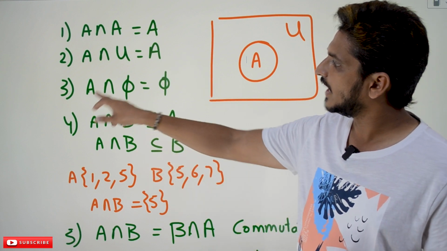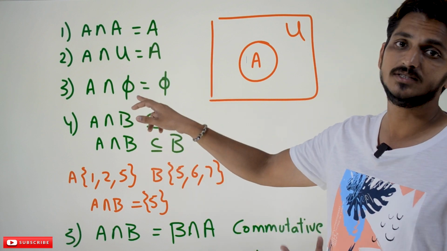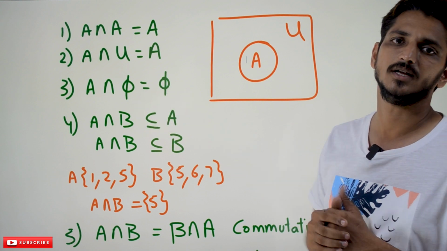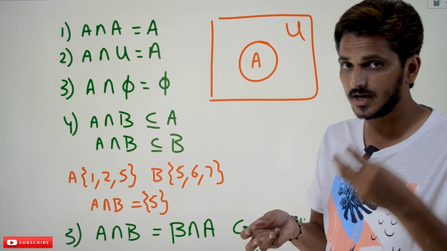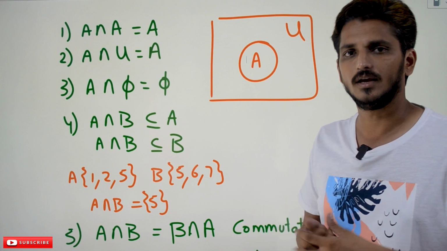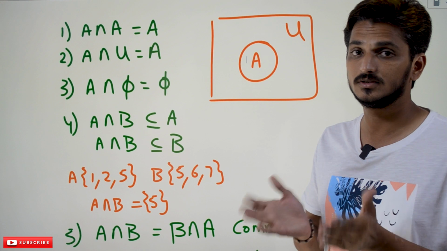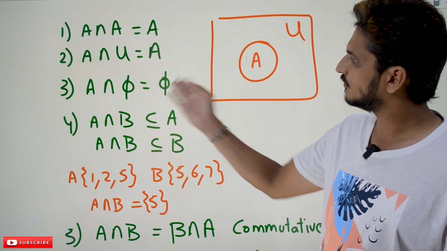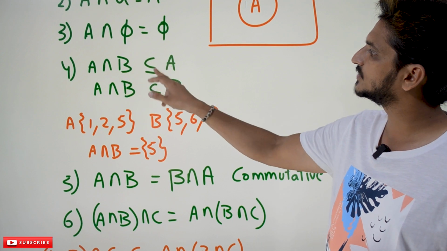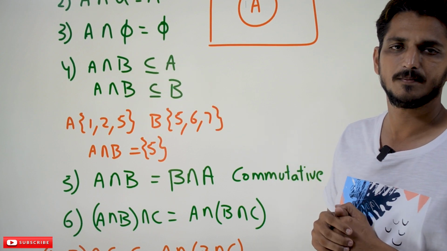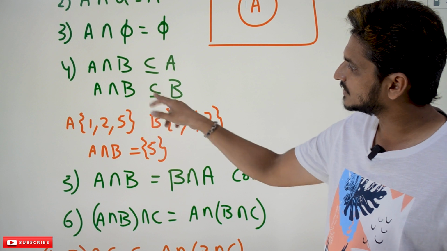Now coming to the next one, A intersection phi, the empty set, equal to the empty set. Empty set means nothing. Intersection of the empty set and any other set is nothing because there are no elements in common. So phi.